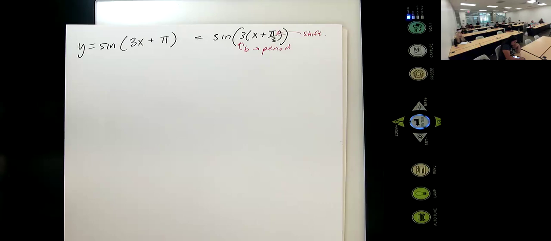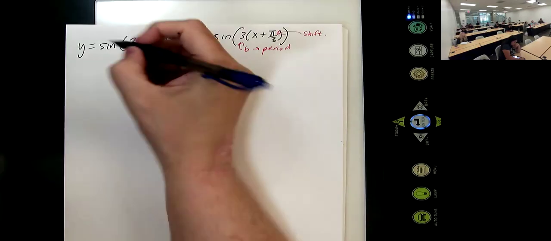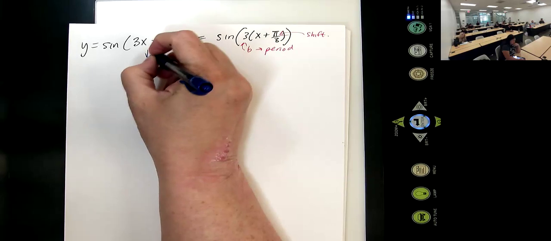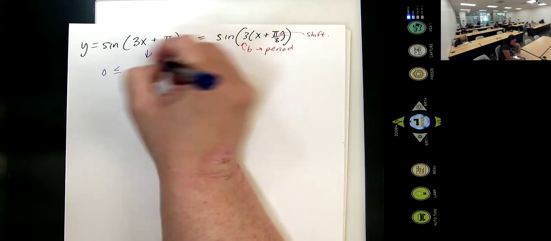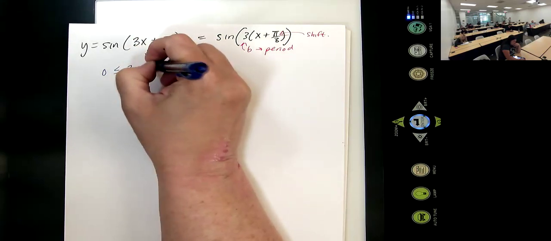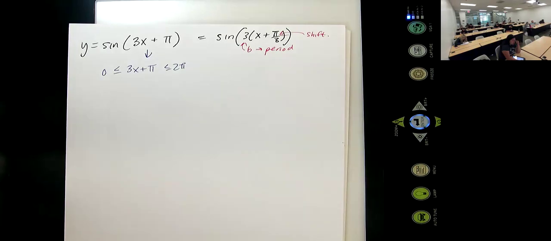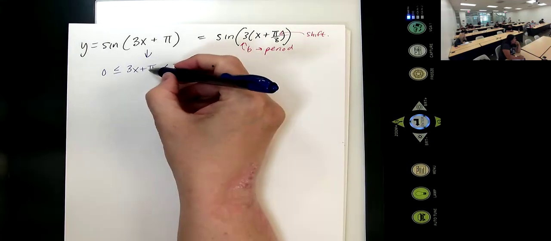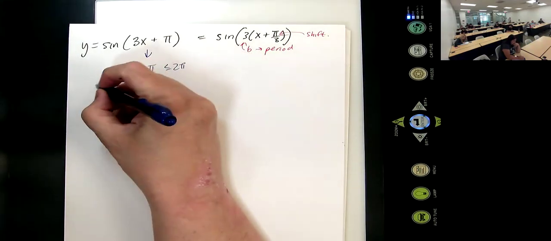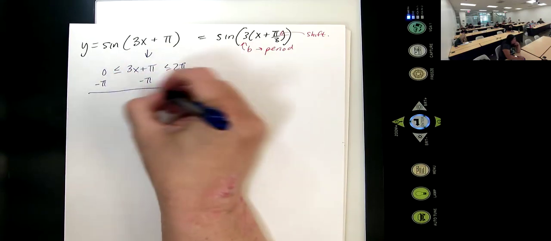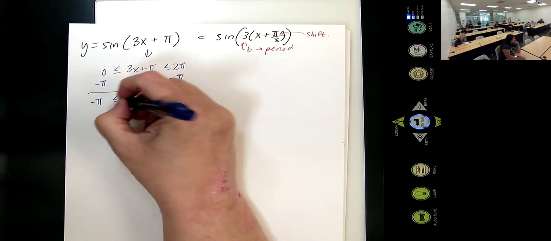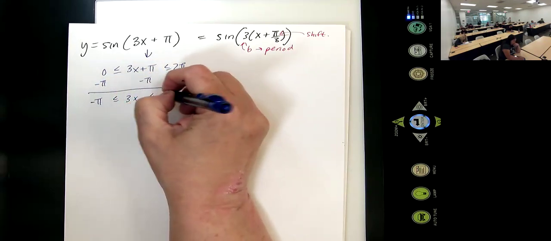Another way we can do it is the way Keith was talking about, and just take this and set this between 0 and 2 pi. I'm going to go with that, but then I'm going to work this afterwards. So here, if I subtract pi from all sides, I get negative pi is less than or equal to 3x, which is less than or equal to pi.